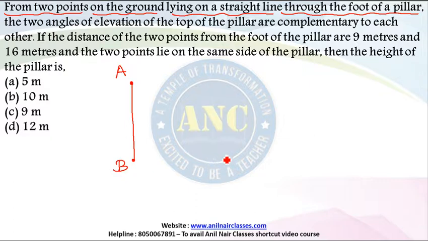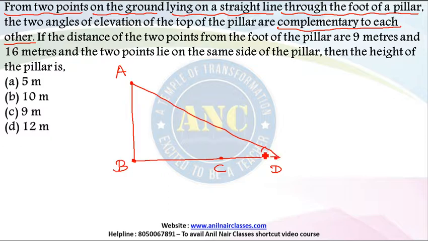From 2 points on the ground, there are 2 points. The 2 points are C and D. These are lying on a straight line. The straight line is drawn through the foot of the pillar. That is my first statement. The two angles of elevation of the top of the pillar are complementary to each other. Complementary to each other means the angle of elevation from A to D, if I take it as theta, the angle of elevation from A to C should be 90 minus theta.